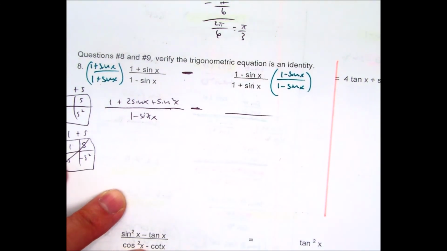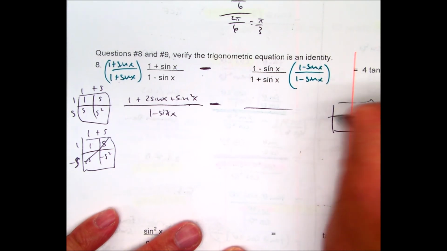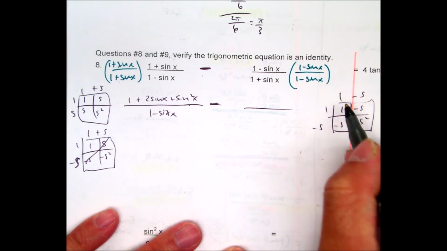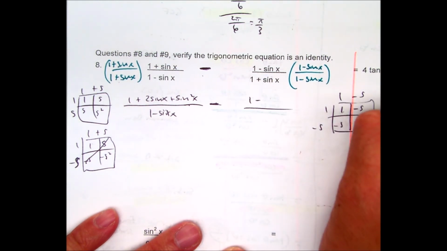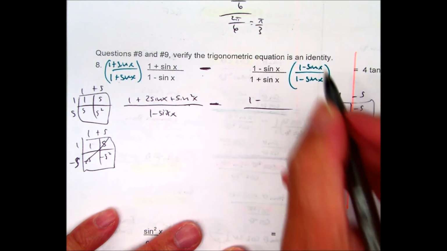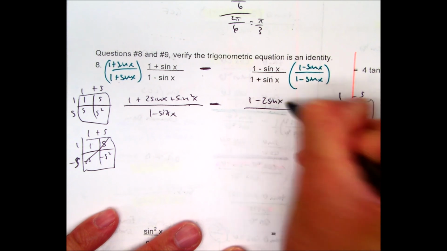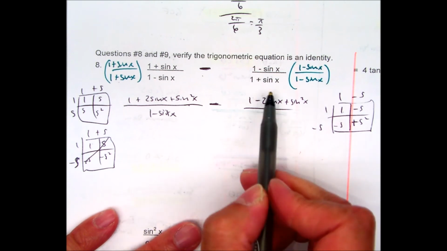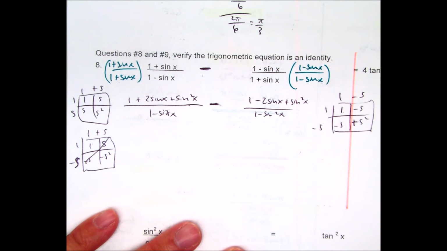So over here, we're going to do the same thing. We're going to do a box for the numerator. 1 minus sine, 1 minus sine, so you get 1, negative sine, and negative sine squared. So if I combine like terms, I get 1. Picky today, huh? Negative 2 sine x plus sine squared x. Here we already did that. It's the same thing over here. So 1 minus sine squared x.